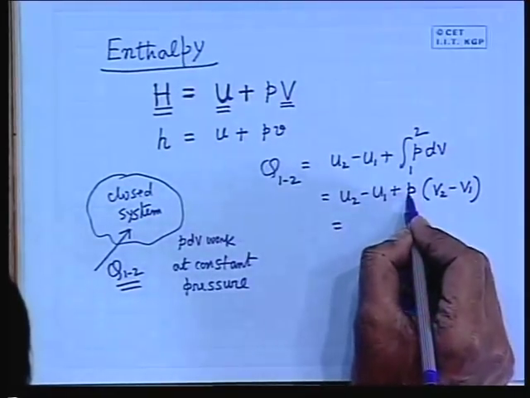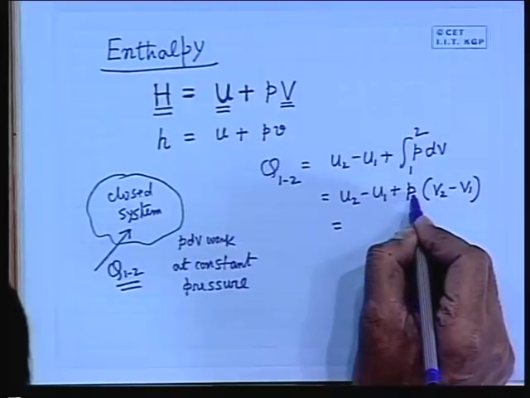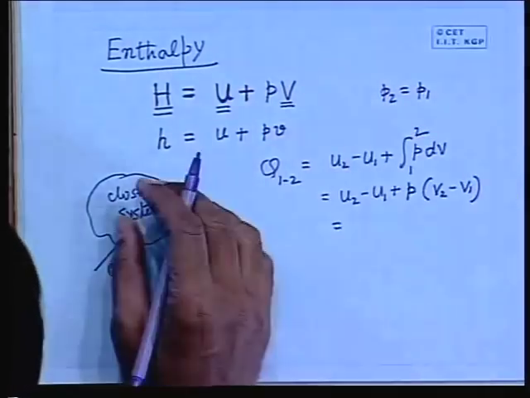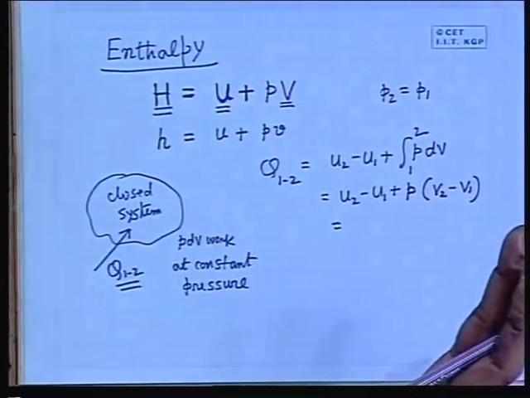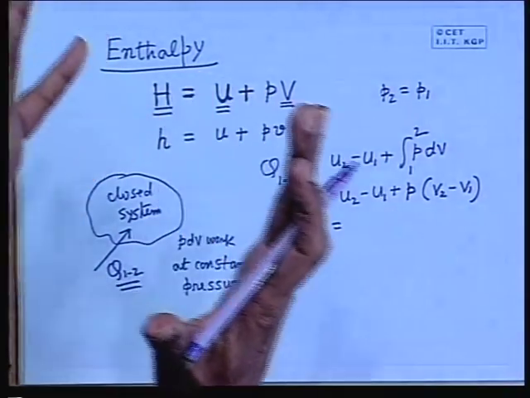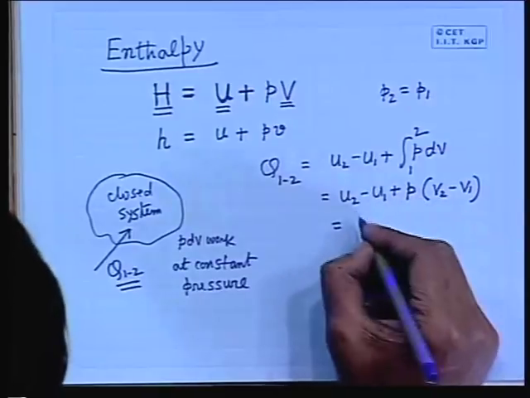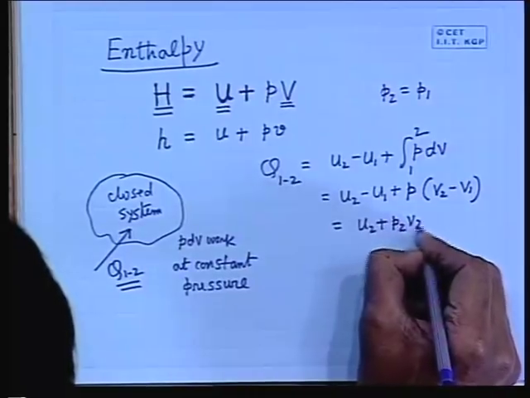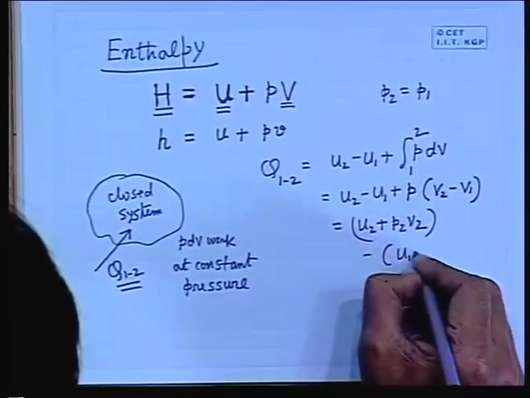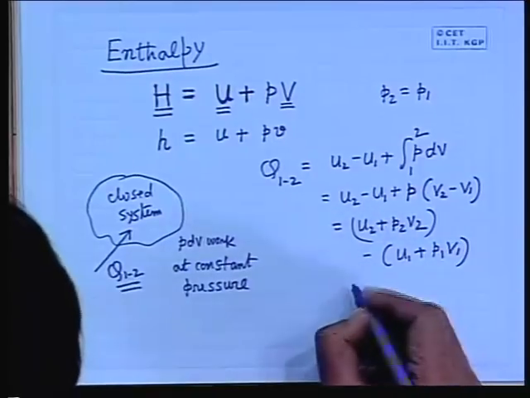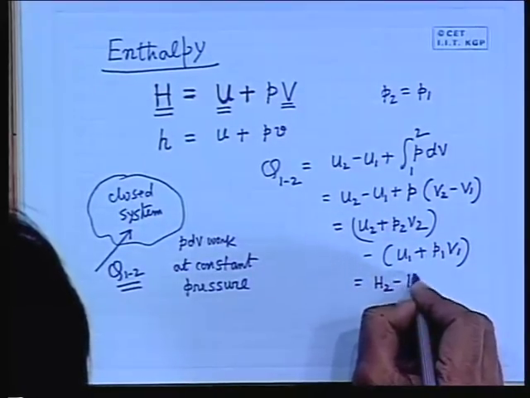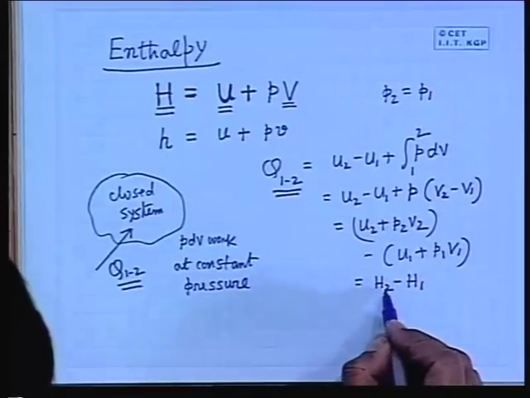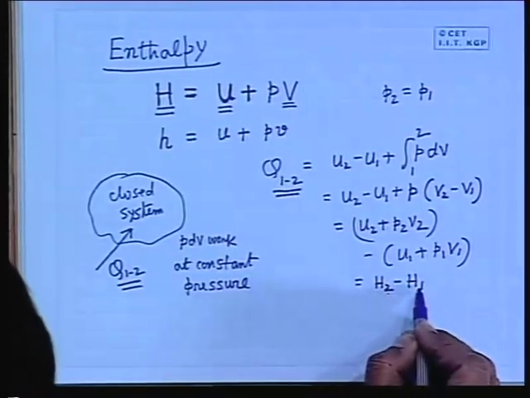So you can write this using P2 multiplied with V2, and P1 multiplied with V1, since P2 is equal to P1, pressure remains constant. That means that at constant pressure, the displacement is taking place. That means heat is added in such a way that whenever it is displaced, it is at constant pressure. Then we get U2 plus P2 V2 minus U1 plus P1 V1, which is H2 minus H1. So therefore we see the heat added is given by the difference in enthalpy at the two states, enthalpy at state 2 minus enthalpy at state 1.